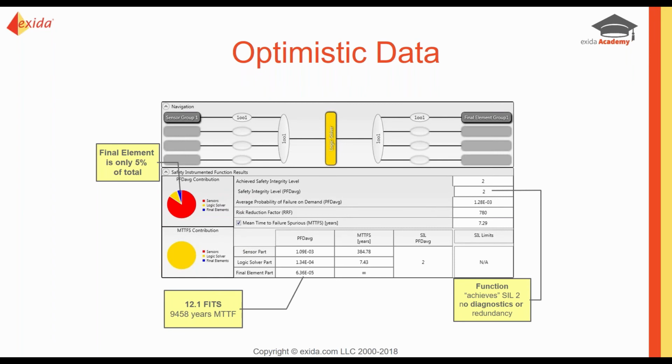So I picked a sensor group, I picked a logic solver, I picked a solenoid and actuator and valve, and made a final element group. And this is what I came up with. There's a few things that I really want to point out here. First of all, this SIF is achieving a SIL 2 rating. As you can see in one of the boxes pointed out here, it says the safety integrity level is actually a SIL 2. And this is showing there's no redundancy and no diagnostics.